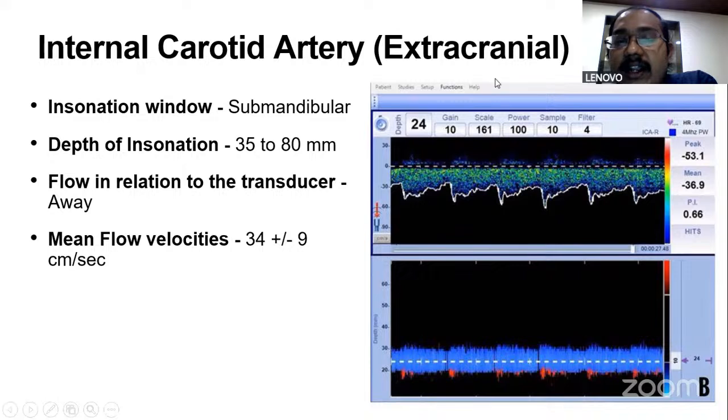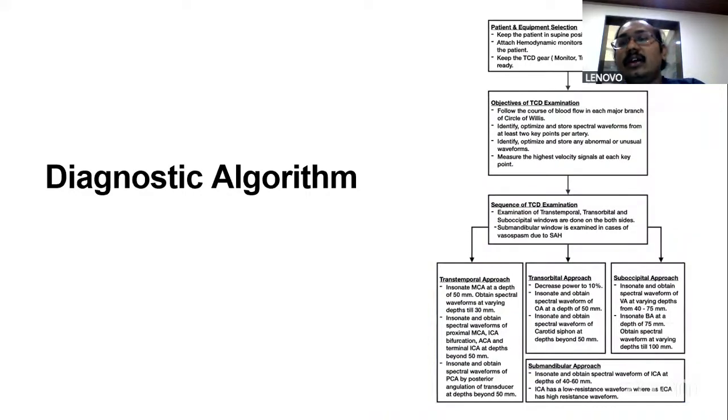Here we got it at much shallower depths, but we usually get it at 35 to 80 mm depth. It depends on how we are angulating the probe. So with this, we have insonated almost all the major important arteries. Now we can say what we need to do.